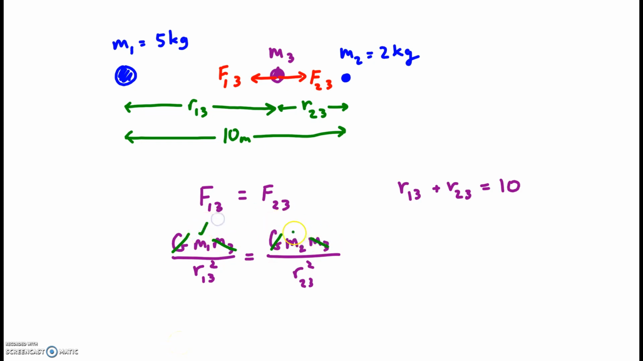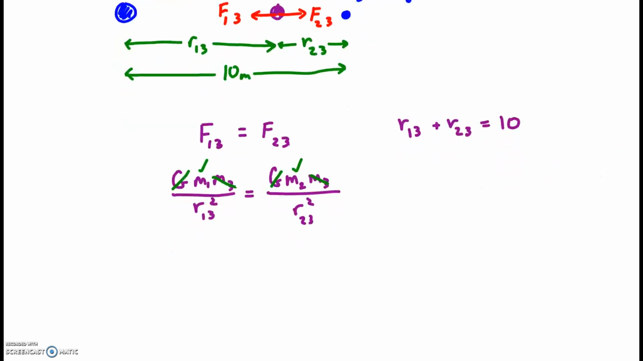I know M1, I know M2. This equation has two unknowns. This equation has the same two unknowns. I have a system of two equations. We can solve this using algebra. The easiest way to solve is to plug in the values. M1 is 5, M2 is 2.